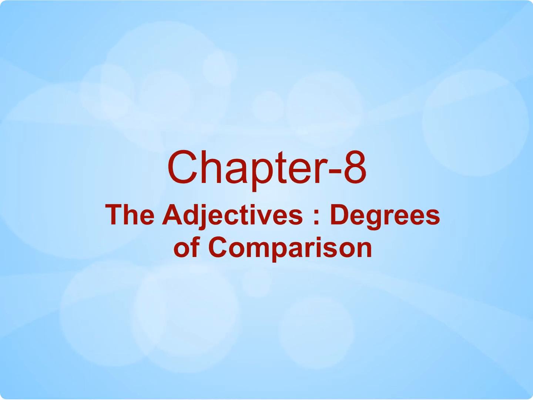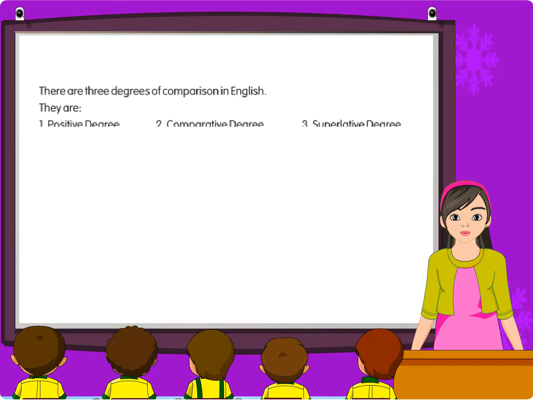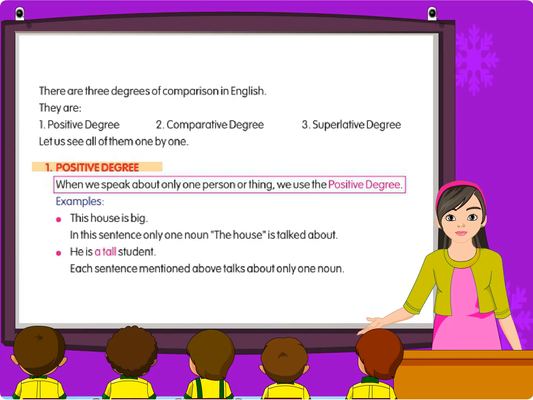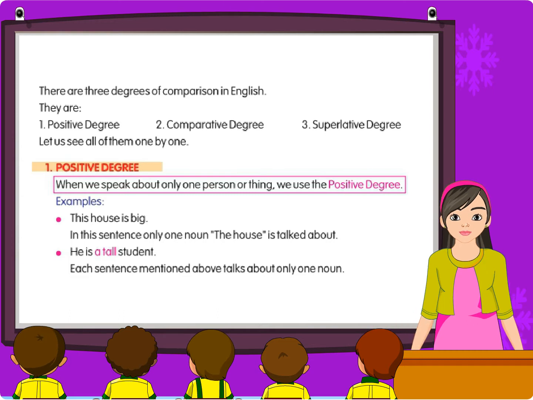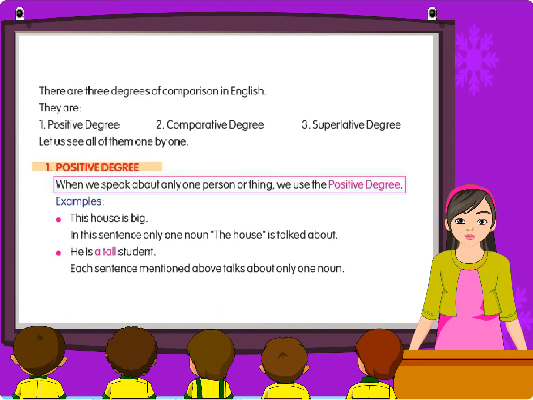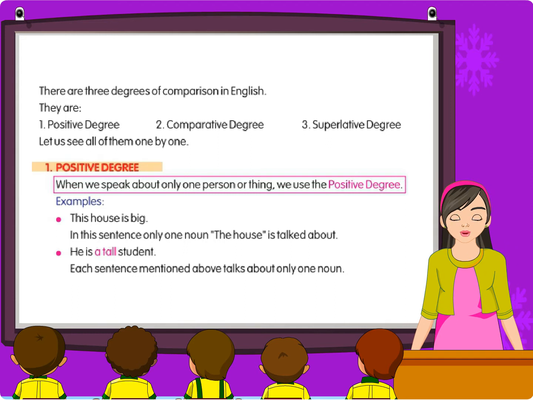Chapter 8: The Adjective, Degrees of Comparison. There are 3 degrees of comparison in English. They are positive degree, comparative degree, superlative degree. Let us see all of them one by one.